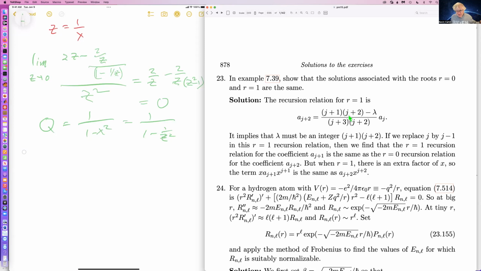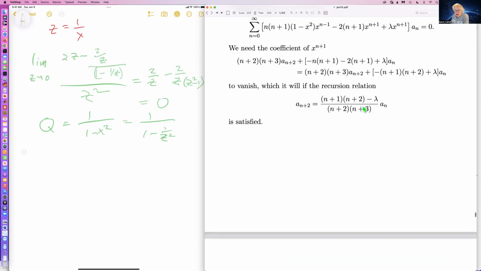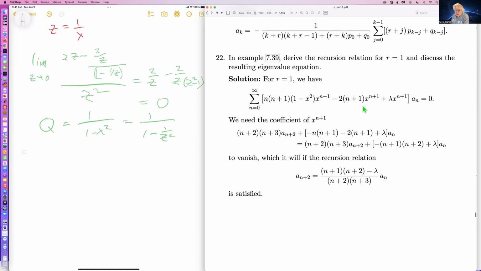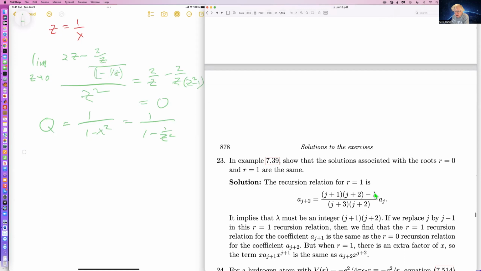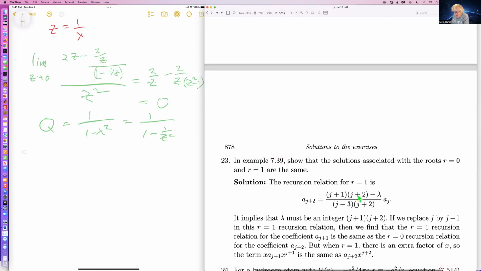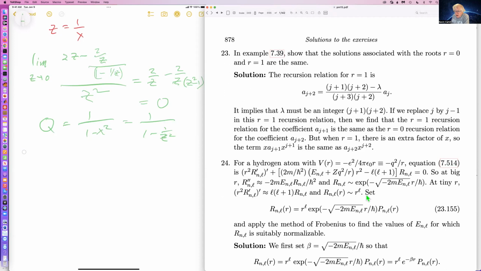And so you require that it terminate, and the way it terminates, if r equals 1, so you go back to this recursion relation. Let's see, which recursion relation? I guess this is the recursion. Yeah, this is the r equals 1 recursion relation. You demand that it terminate. Well, that means that you want to have lambda equal to j plus 1 times j plus 2 for some j.